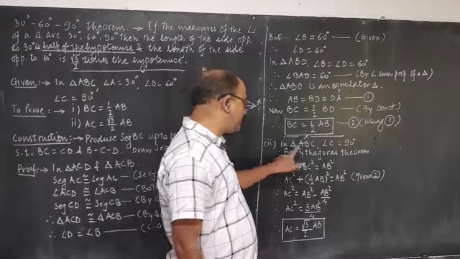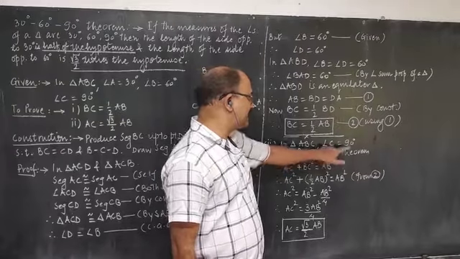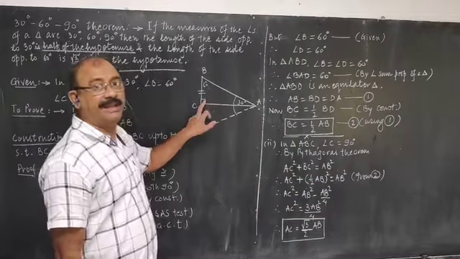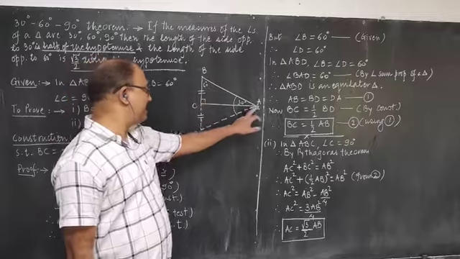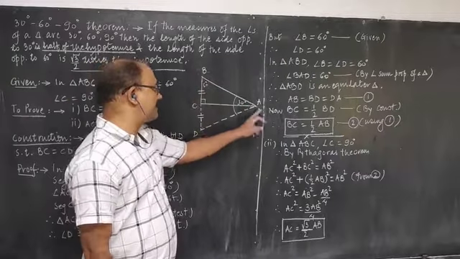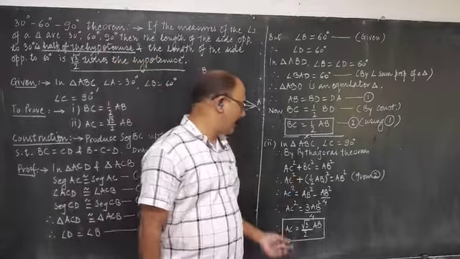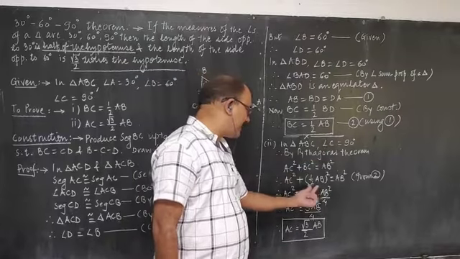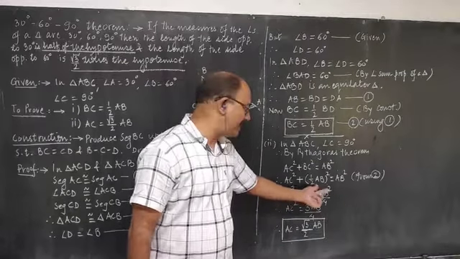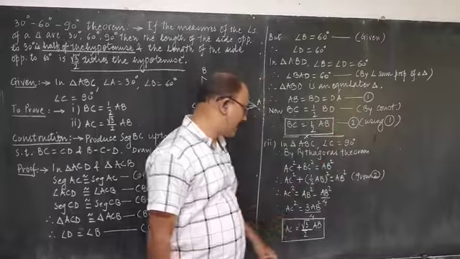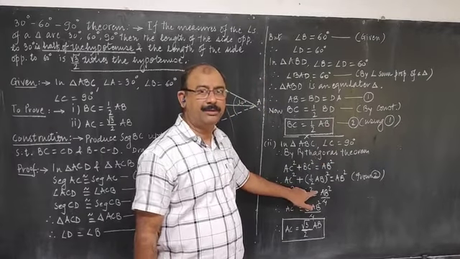Whatever you get using a theorem is called a corollary. So this extended part is a corollary, but combined you can call it a theorem. So in triangle ABC, angle C is a 90 degree angle, so you can apply Pythagoras theorem: AC square plus BC square is equal to AB square.